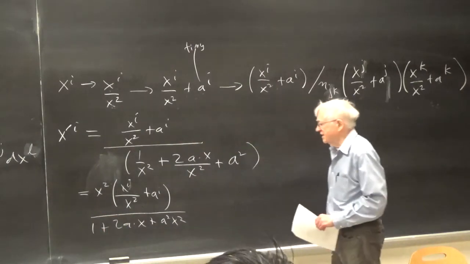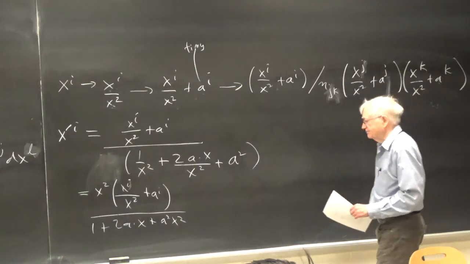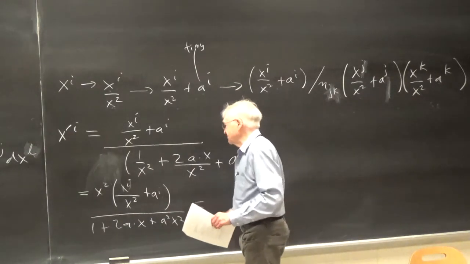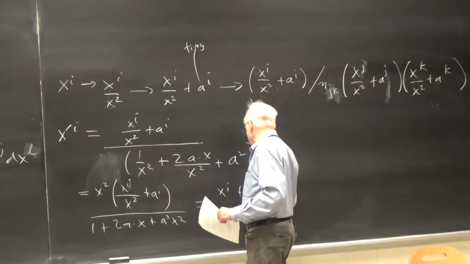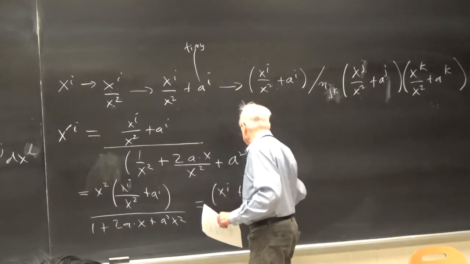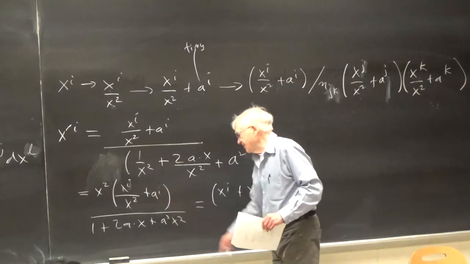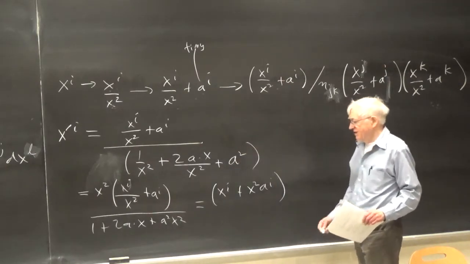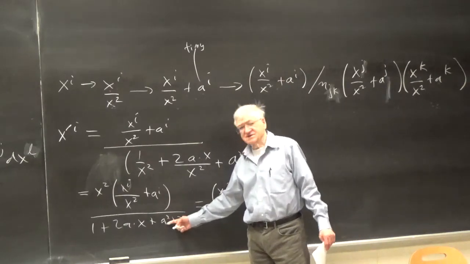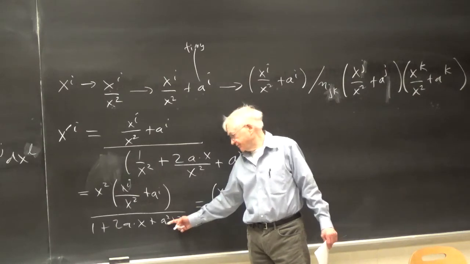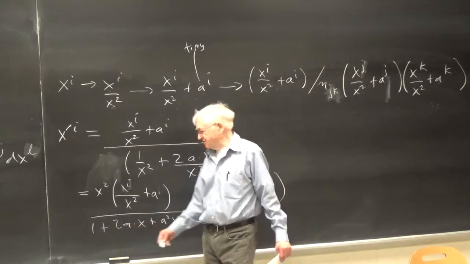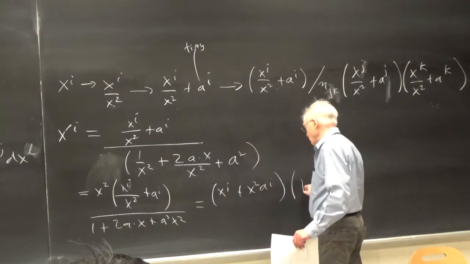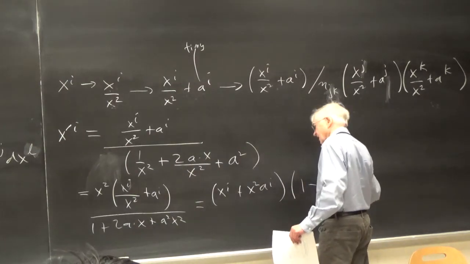But now we take advantage of the fact that a is tiny. And so this is in fact xi plus x squared ai, the top thing. And then it's divided by this. But a is tiny, so we drop this term. And 1 over 1 plus tiny is 1 minus tiny. And so this is 1 minus 2a dot x.